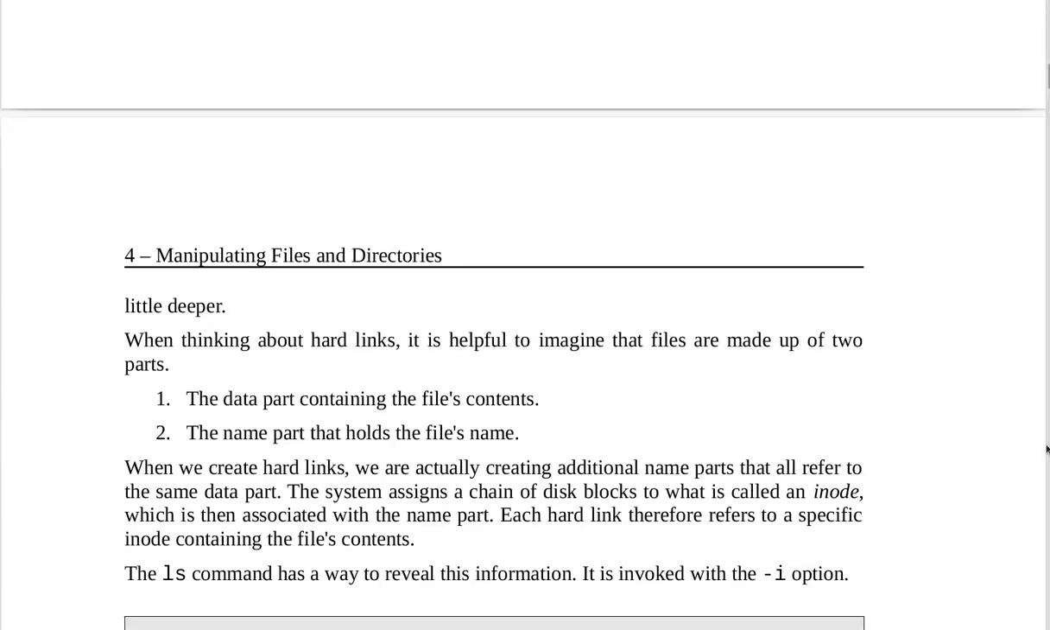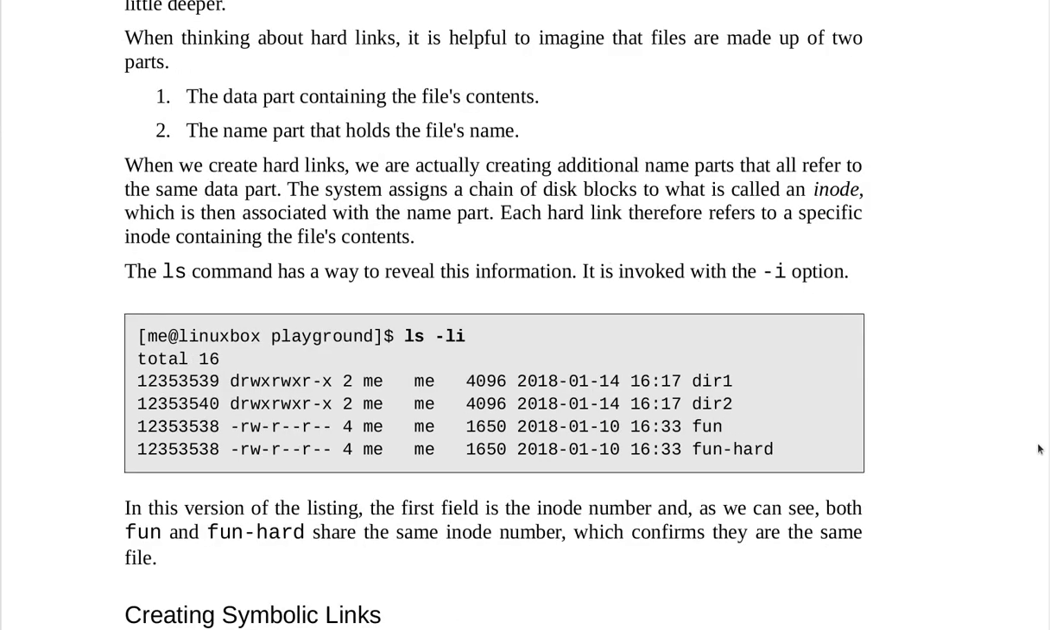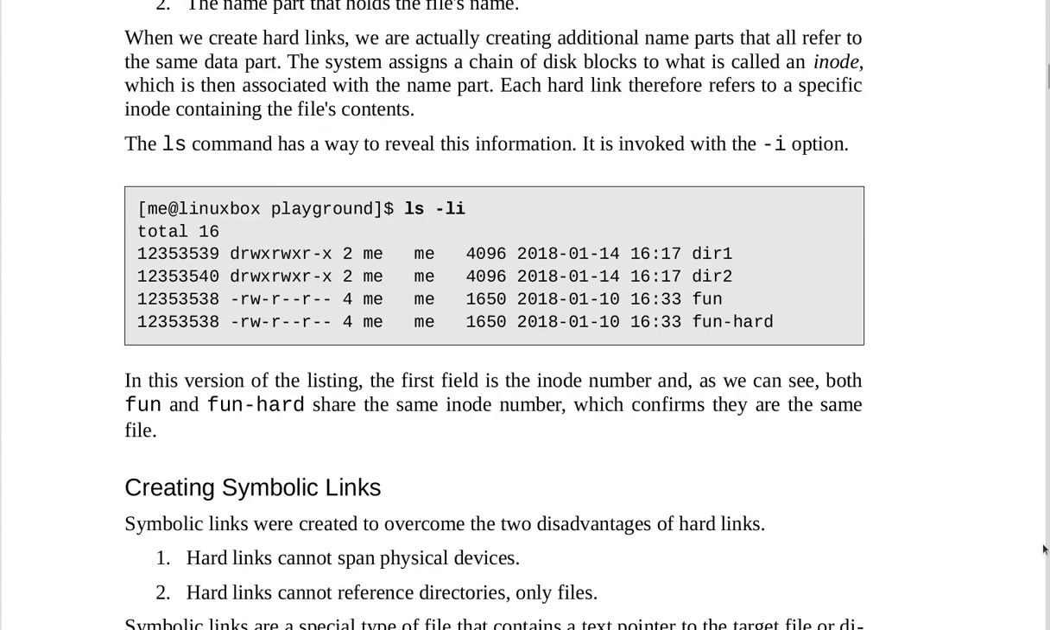When thinking about hard links, it is helpful to imagine that files are made up of two parts. One, the data part containing the file's contents, and two, the name part that holds the file's name. When we create hard links, we are actually creating additional name parts that all refer to the same data part. The system assigns a chain of disk blocks to what is called an inode, which is then associated with the name part. Each hard link, therefore, refers to a specific inode containing the file's contents.